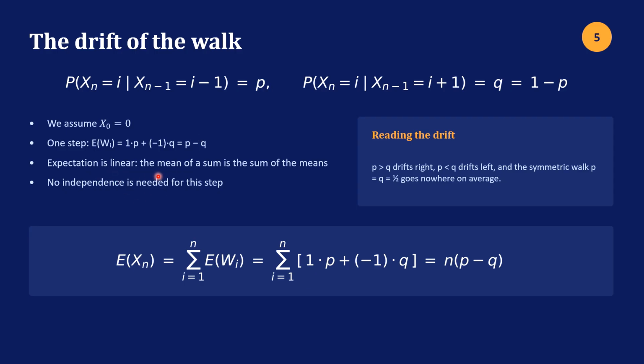Expected value is linear, and so we have down here the expected value of x sub n is just the sum of the expected values of these Bernoulli variables, and we set x sub 0 equal to 0. They all have the same value, so it's just n times P minus Q. This is the expected value.